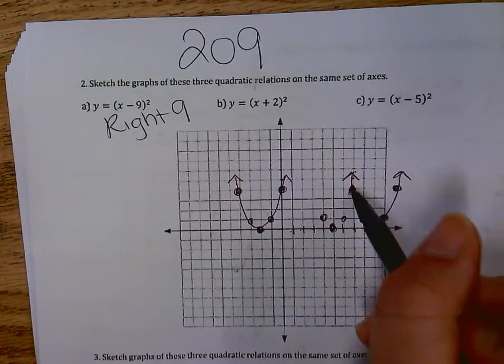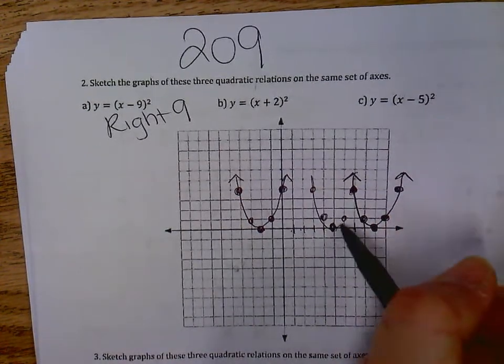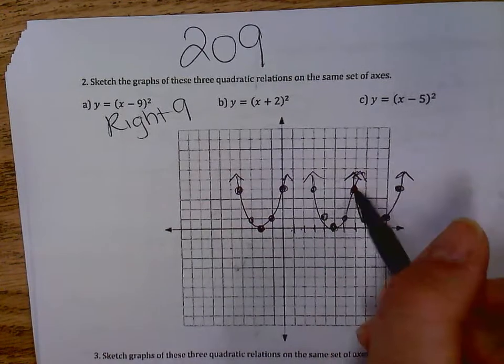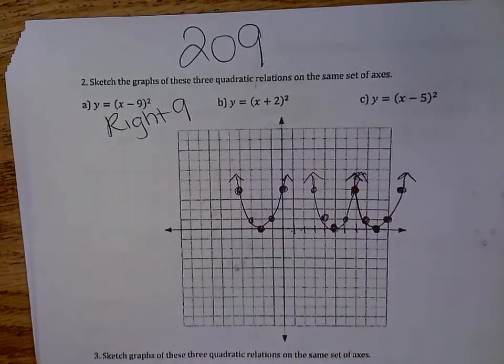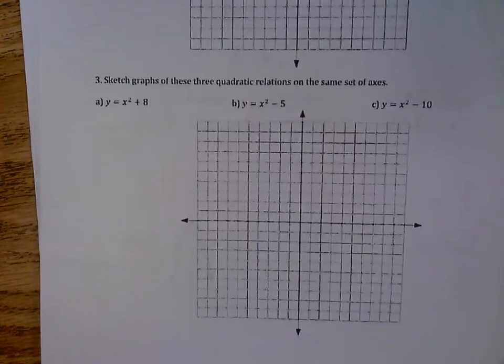Oh, they intersect each other right there. That'd be a good question. Where do these parabolas intersect each other? Right at that point, right? They shared that point in common. All right, then down below, you should have 3 parabolas that you just shifted up or down.